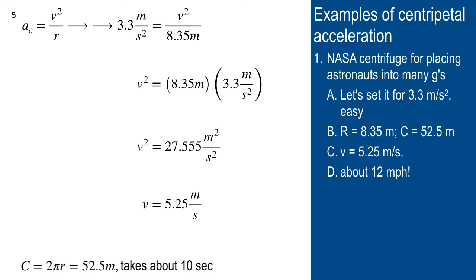Now, as I mentioned, the circumference, 2 pi r, is 52.5 meters. And it just happens to work out nicely that one revolution takes about 10 seconds at this speed. All right.